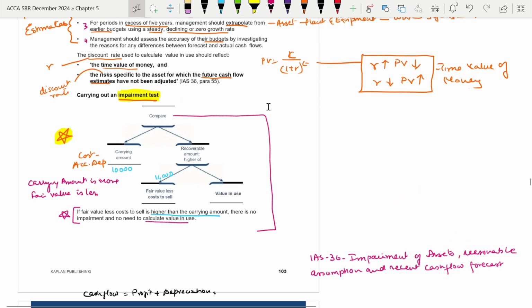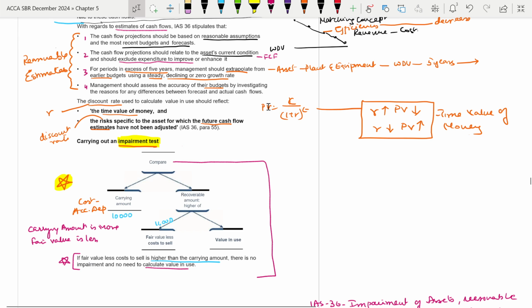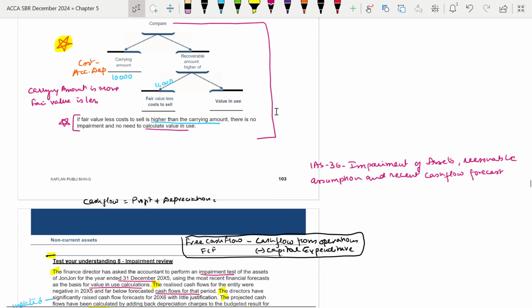Now what are they saying that it should exclude? It should exclude the capital. It should exclude the current condition. Is that the cash flow projection should relate to the current economic conditions, which will exist for the remaining life?